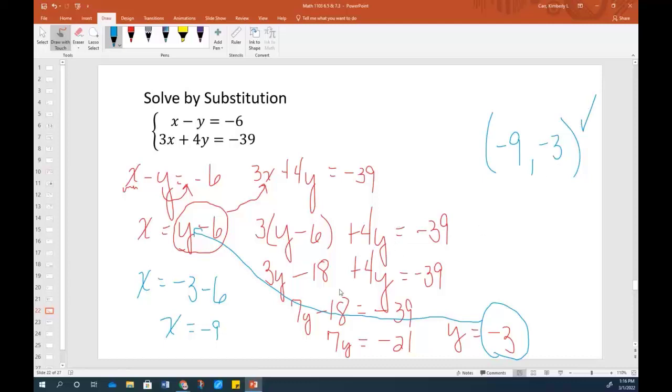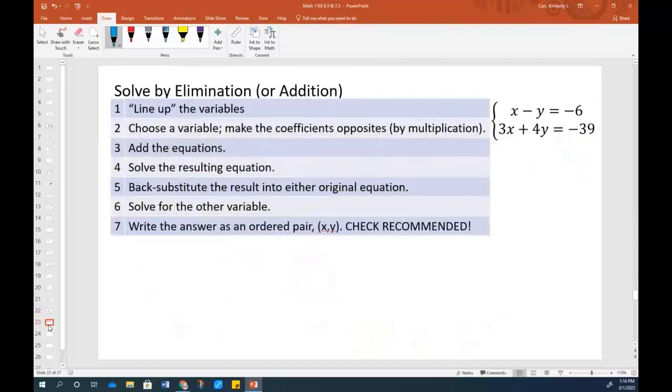There's just so much writing. The check recommended means if you don't make a mistake, you should get the right answer, but it's just so easy to make a little mistake. So what if we want to solve by elimination or addition? Elimination or addition, really, you are going to eliminate one variable when you do the addition, so it doesn't matter which way you call it.